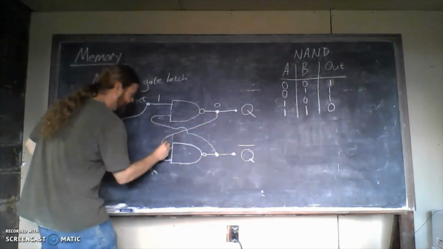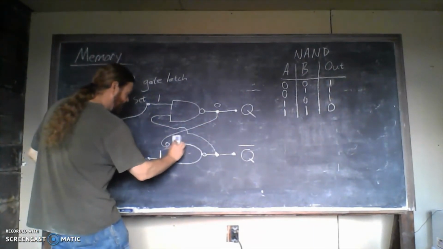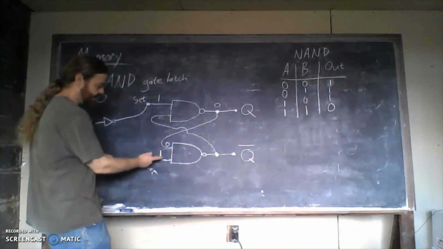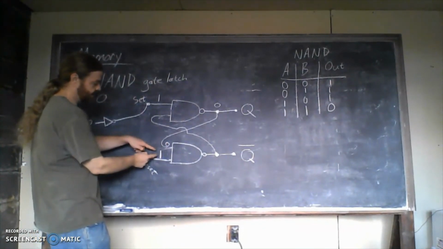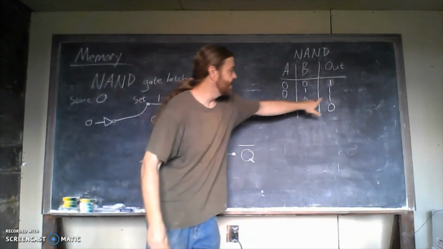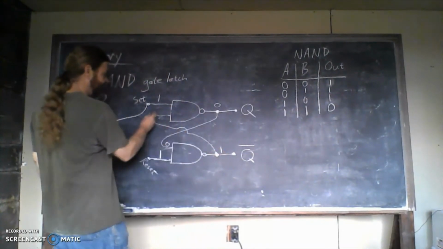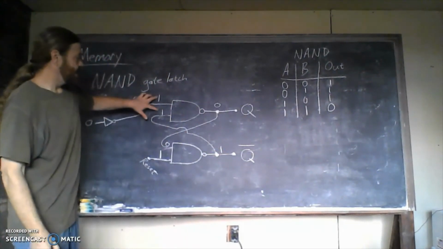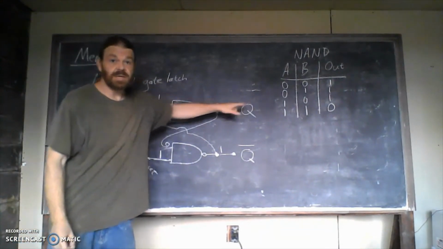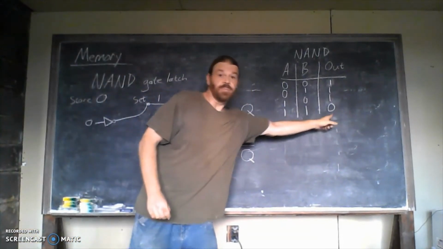So that feeds back into this NAND gate, which always has a 1 on it. So 1 NAND 0, the output's going to be a 1. Which then feeds back in here, and now the NAND gate that corresponds to the bit we're storing has 2 1s on it, which means the output's going to be a 0.